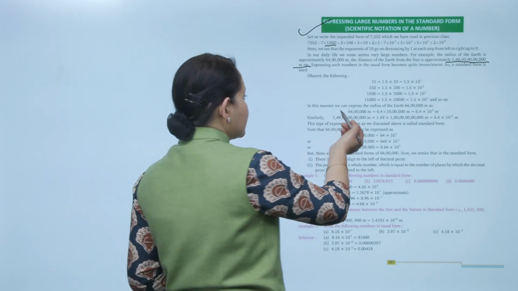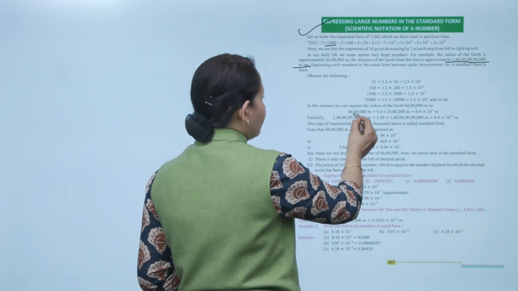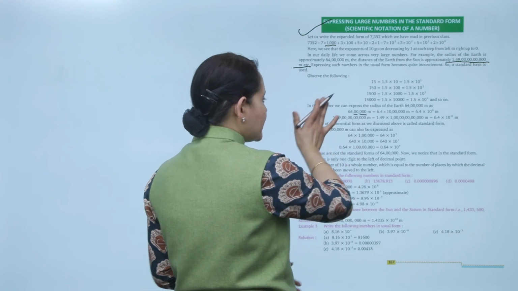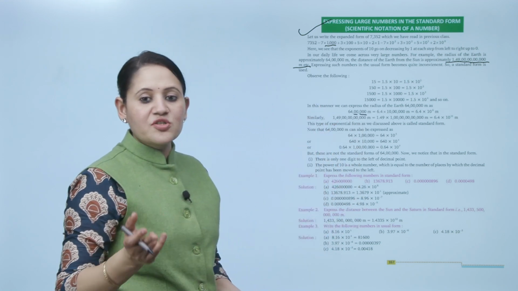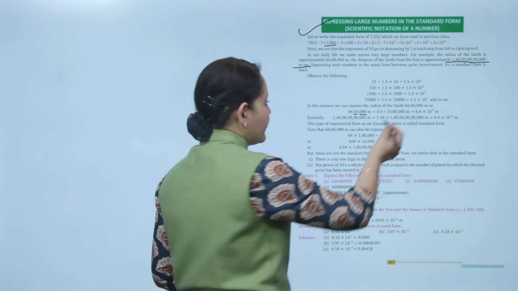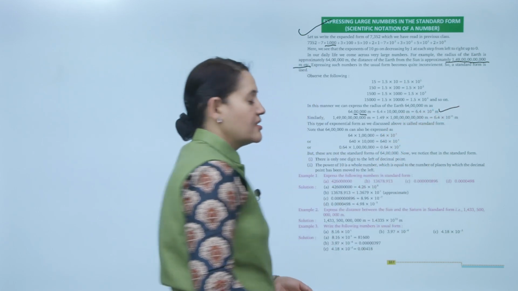In this manner we can express the radius of the earth as 6.4. How many zeros are there? 3, 5 and 6.4. So what will happen? 10 to the power 6 meter.